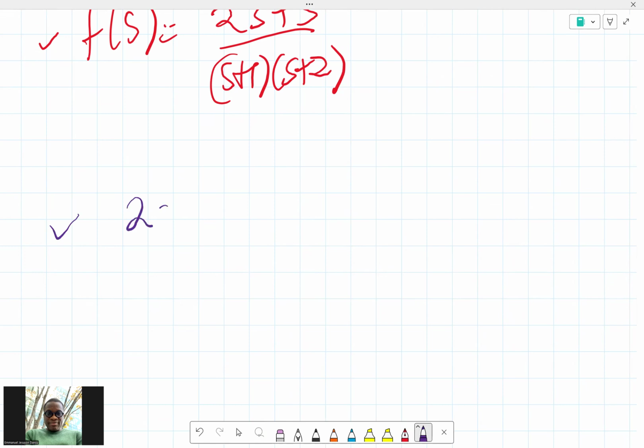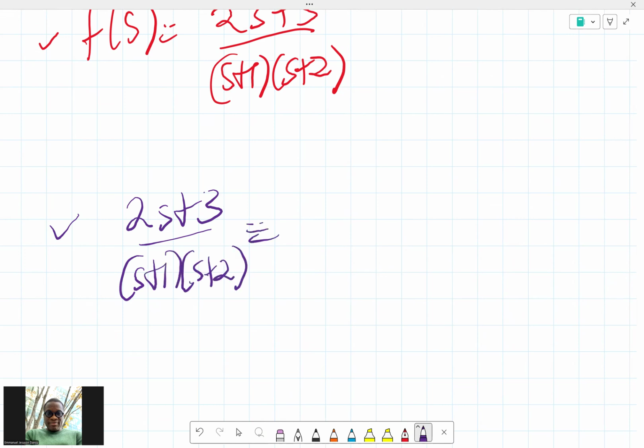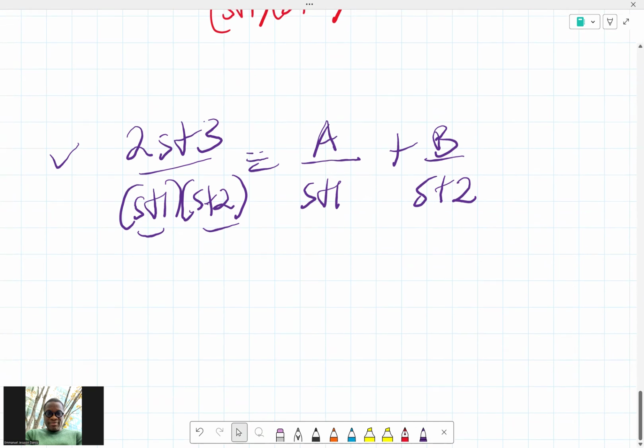So it means you have 2s plus 3 all over s plus 1 into s plus 2. And that is similar to, because this is linear and this is linear, a over s plus 1 plus b all over s plus 2. Our job at the end of the day is to find a and b. The first thing we want to do is to multiply through by the LCM. The LCM, of course, is s plus 1 into s plus 2.